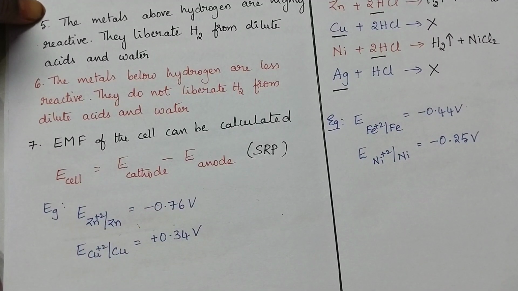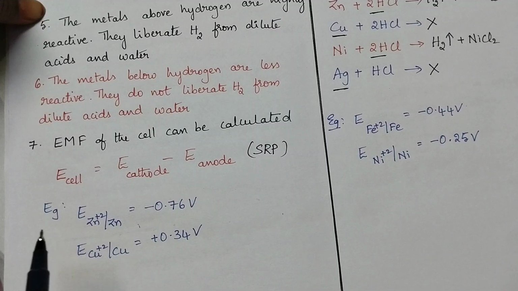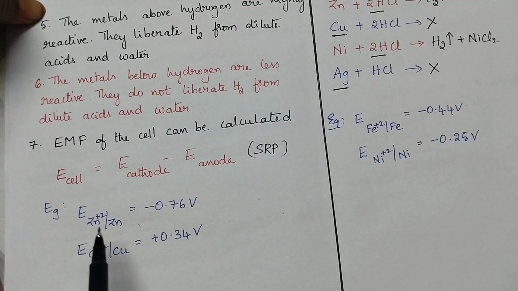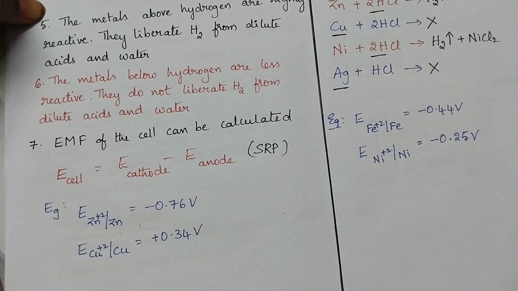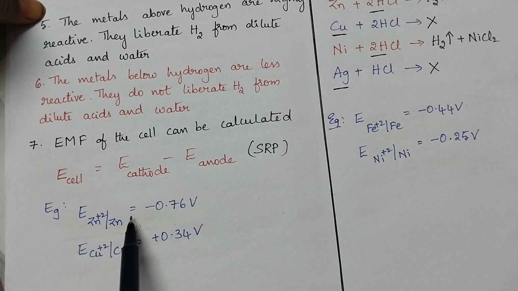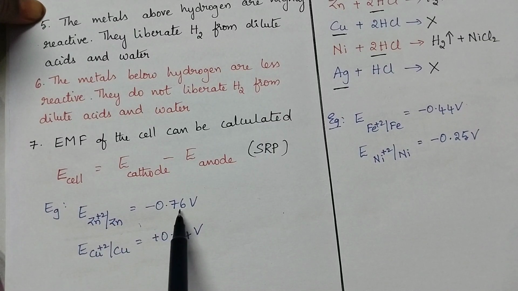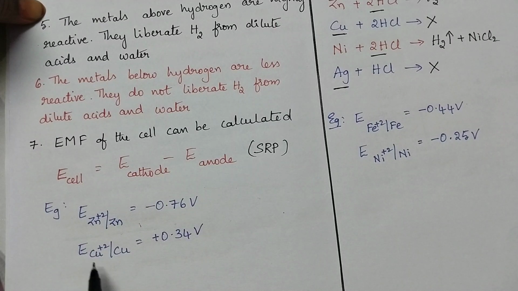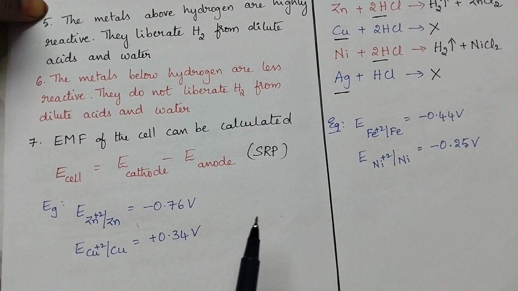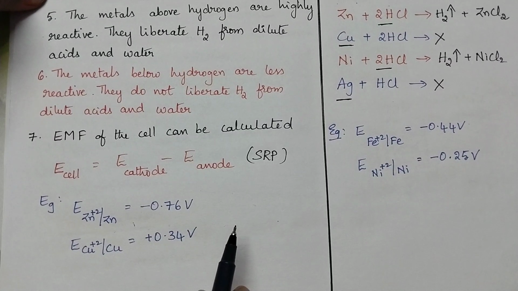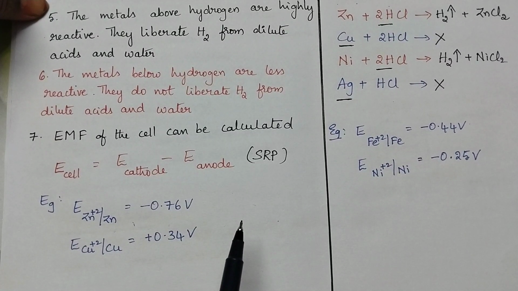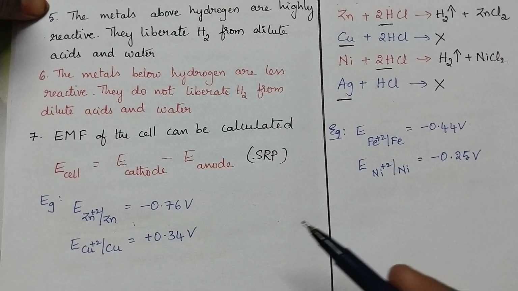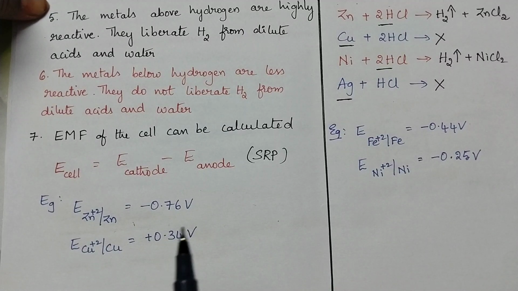Let us consider one example. Calculate the EMF of the cell consisting of zinc and copper electrodes. The reduction potential of zinc is minus 0.76 volts, whereas the reduction potential of copper is plus 0.34 volts. Initially we have to identify which metal will act as cathode and which metal will act as anode, and that is very clear from the reduction potentials.